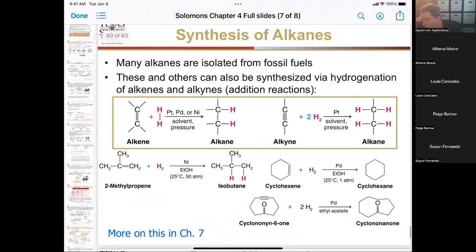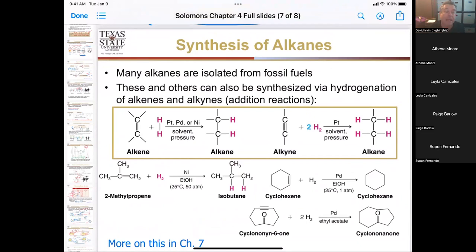Okay, so how do we make alkanes? Well, most of the time we just dig them out of the ground and purify them from fossil fuels. But sometimes we dig stuff out of the ground that has double bonds or triple bonds. And if we have double bonds or triple bonds, we can take those double bonds and add hydrogen across. Remember, there's 4 reactions we can do. We can do substitution reactions, addition reactions, where we add something across a bond.